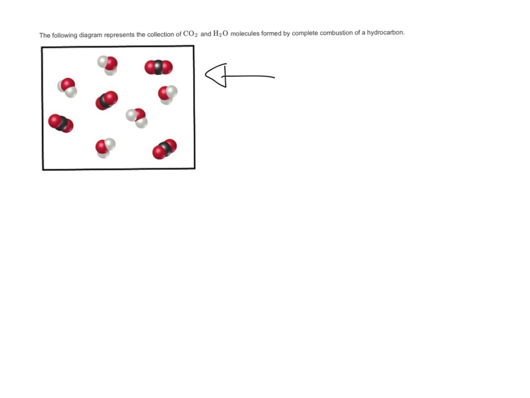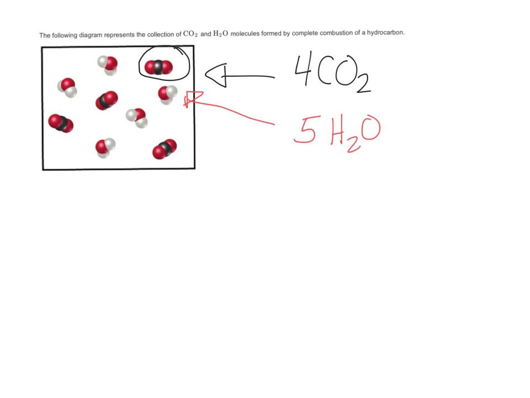So in this problem, you're asked to find the empirical formula of a hydrocarbon. The first thing you've got to notice from the diagram that's given is that there are 4 carbon dioxide molecules, represented by the black and red spheres, and there are 5 water molecules, represented by the red and white bent molecule, sort of Mickey Mouse shaped structure there.